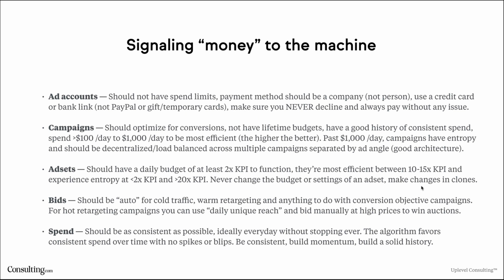Now, bids. For the most part, bids should be auto for cold traffic. So you're setting those to auto. And warm retargeting and anything to do with conversion objective campaigns. And for hot retargeting, you can use daily unique reach and bid manually at higher prices to win auctions. So if you really want to signal money to the machine and get preference in auctions, then we only really do that to an extreme level when we're retargeting to hot audiences.